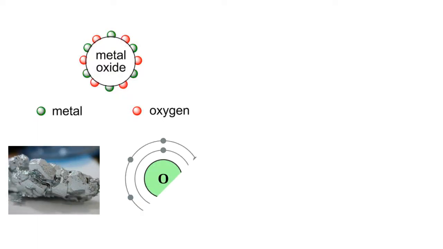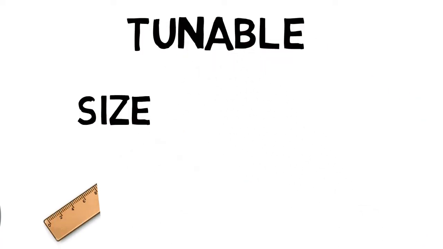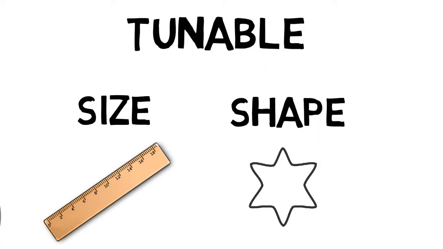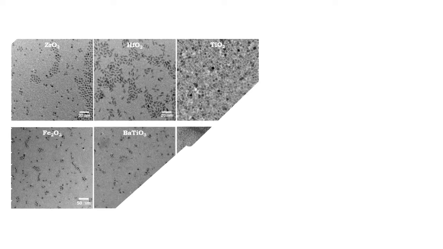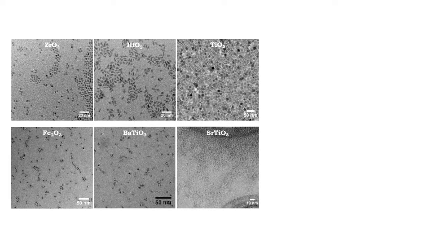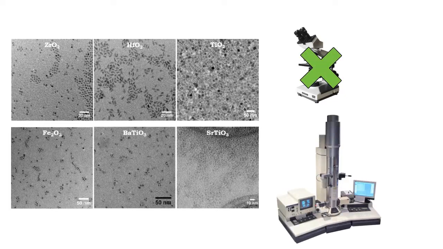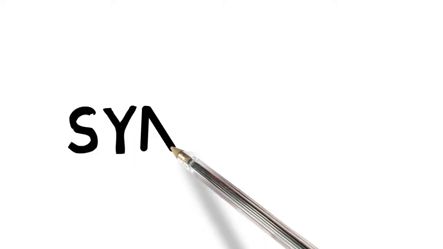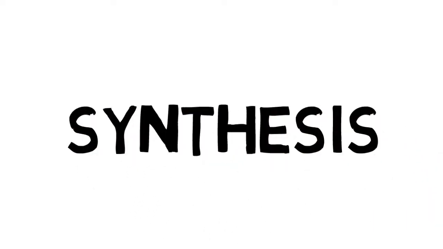A metal oxide nanocrystal then is a nanocrystal consisting of metal and oxygen atoms. Their size and shape can be tuned by choosing the reaction conditions and reagents carefully. The images you're seeing right now are pictures of nanocrystals taken using an electron microscope. You can compare it to a normal microscope, but instead of using visible light to create an image, you use electrons. Now, how can we make these nanocrystals?